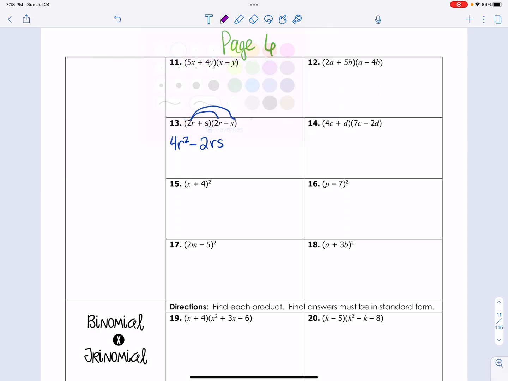So I'm going to write this next one alphabetically. I could write 2sr, but r comes first. So I'm going to do 2rs minus s squared. These are like terms and they cancel. So my final answer is 4r squared minus s squared. Okay. All right, so I would like you to try, pause the video and look at 14.